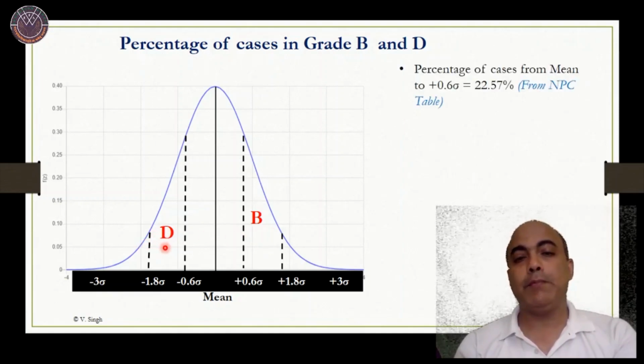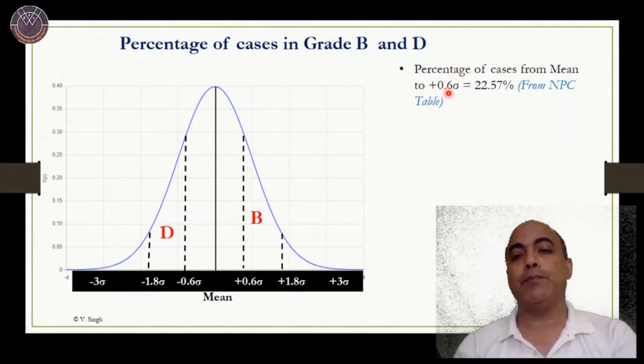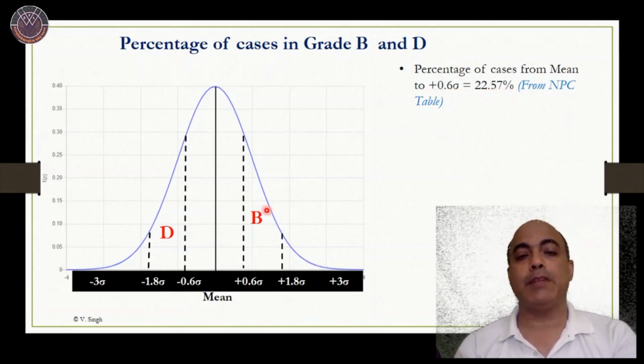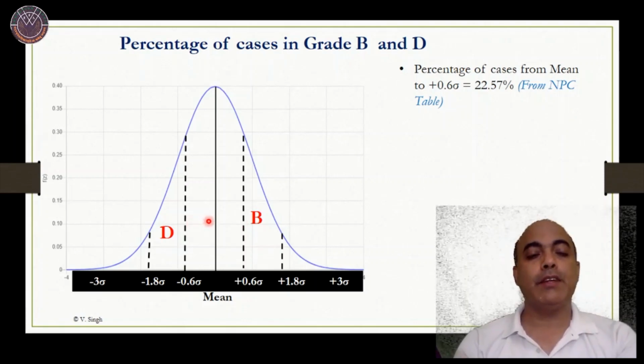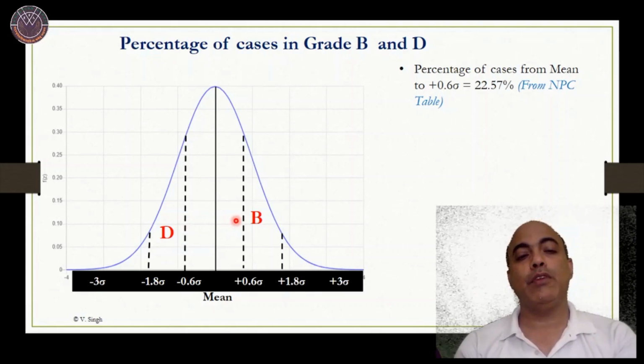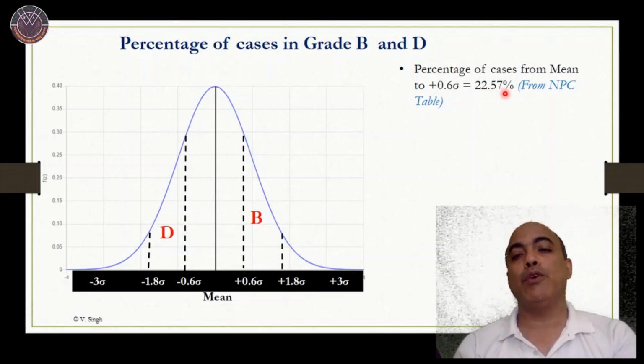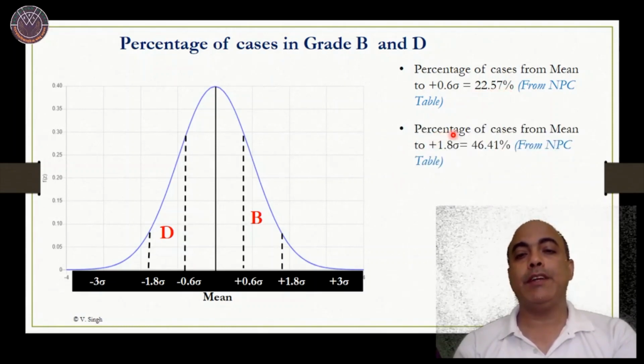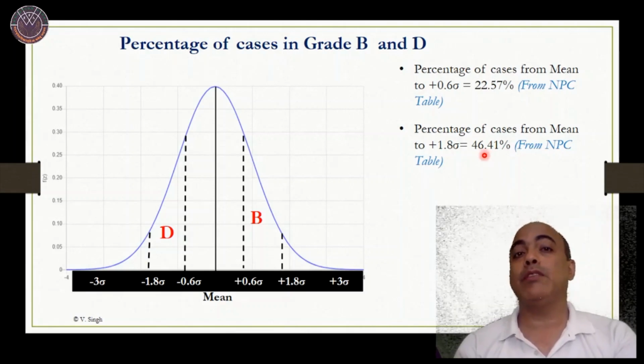Again, we'll go to the NPC table and we can see that the percentage of cases from the mean to positive 0.6 sigma is 22.57. In the same way, on the left-hand side also, in the NPC table, the percentage of cases is 22.57%. And we have already seen that from the mean to positive 1.8 sigma, it is 46.41.